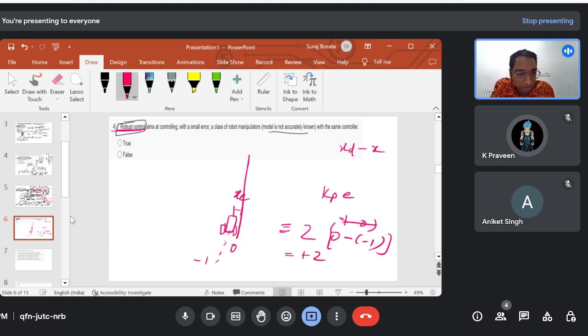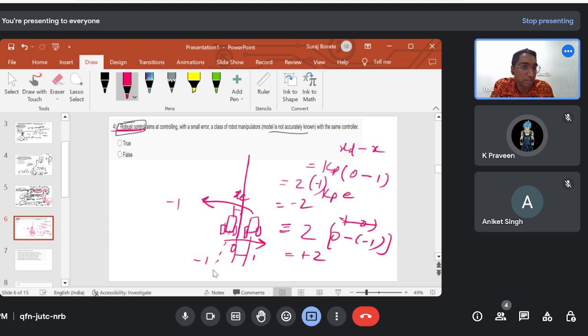So the robot will move in this direction. Now suppose the robot is here. Now what happens to the error? Sorry, now the position is 1. So the desired position is 0 minus 1, into Kp. So if Kp is 2, then it will be -1 times 2, so it will be -2. So now the force or the action will be in the negative direction. So that is the thing.